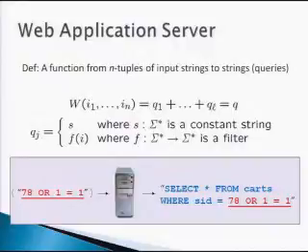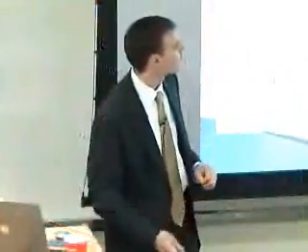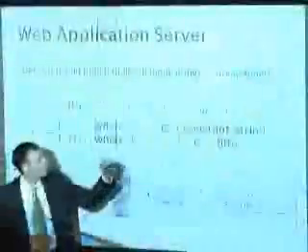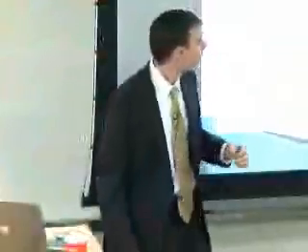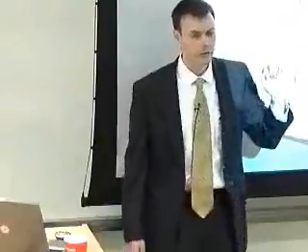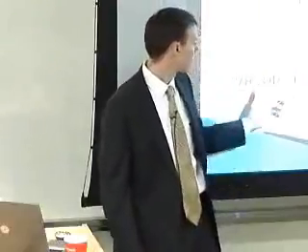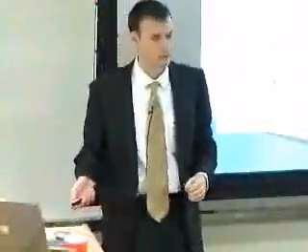Our application server definition, we're just going to view this as a function from n-tuples of strings, or inputs, to strings, or queries. The only constraint we'll put on these applications is that they construct the output strings by concatenating together several substrings, and each substring is either a constant string from the application or some filtered version of an input. From our previous example, the user provided this one tuple of an input string, and the application produced this query, and we saw it did so according to these rules.